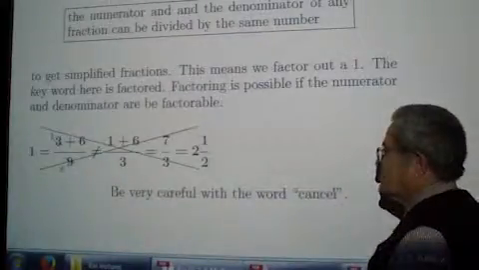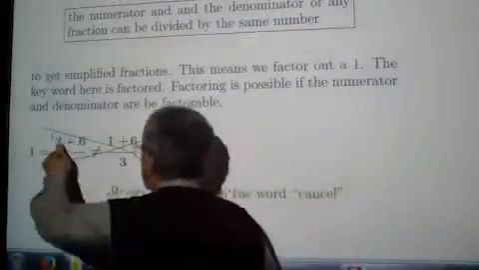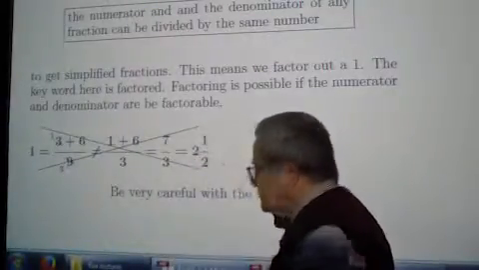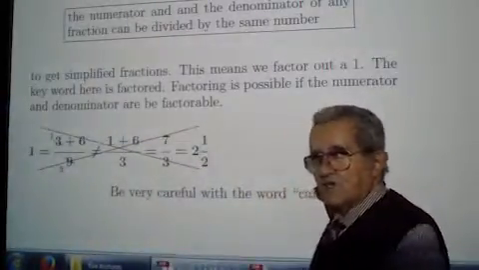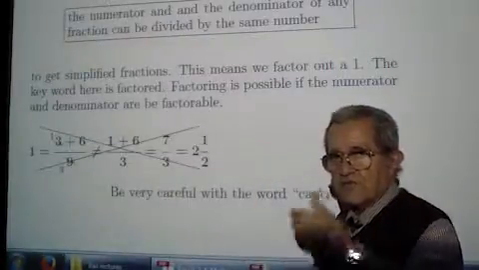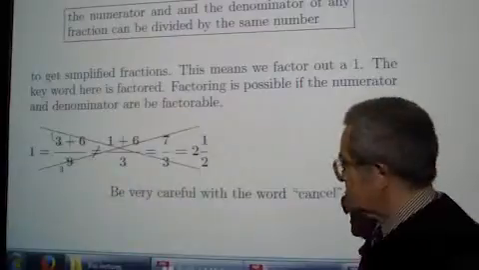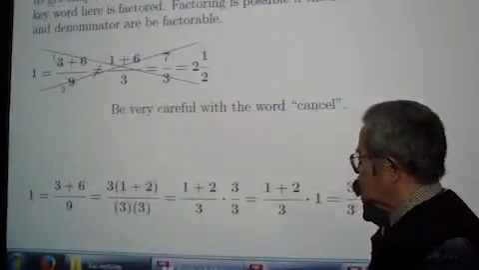Again, be careful about the word cancel. People can cancel the 2, but they make a mistake in canceling. I would prefer you say factor out the 1 in the form of 3 over 3 or 4 over 4 or 99 over 99, whatever it is. Stay away from that word cancel.